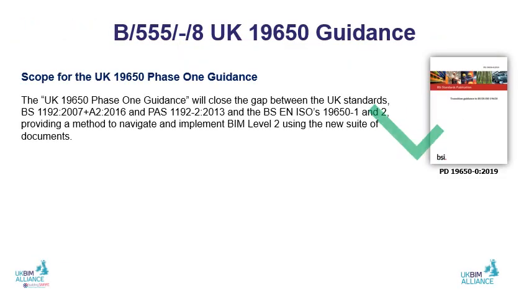So looking at the scope of the guidance, phase one of the guidance was to essentially provide that transition between the 1192 standards and 19650 Part 1 and 2, and that is effectively complete and delivered in PD 19650 Part 0, which was released with the British standard publication of 19650. This highlights the key differences between 1192 and 19650 and provides a navigation effectively and a mapping between the standards for various sections and clauses.